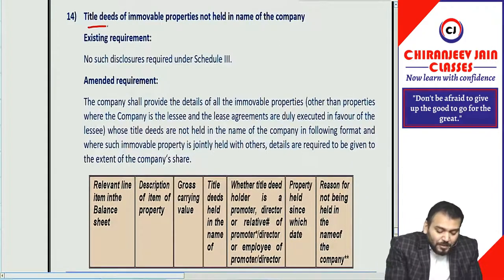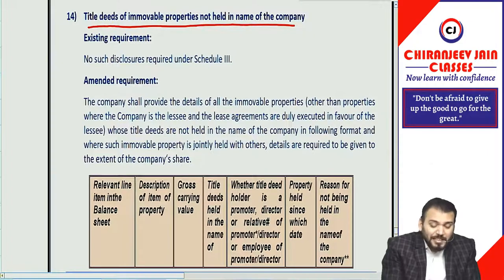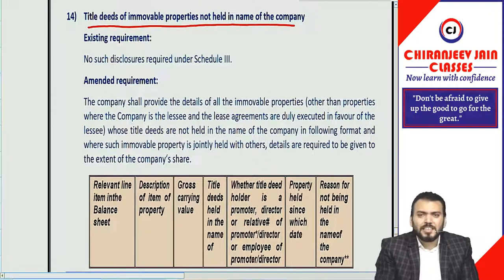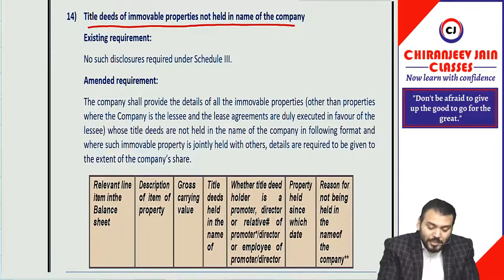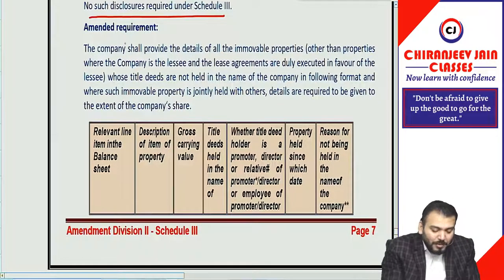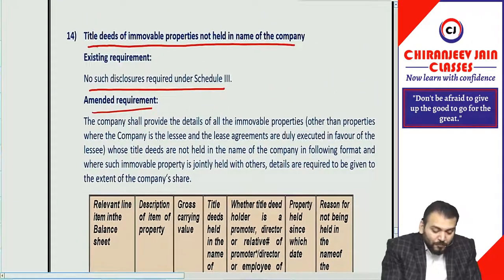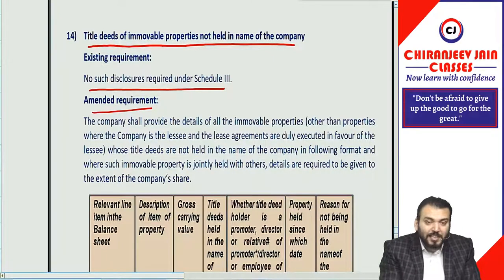Then title deed of immovable property not held in the name of the company. It might happen it is held in the name of some other party, director, etc. So that requires also disclosure. What previously there was no such requirement, now there is a requirement to disclose the information about title deed of immovable property not held in the name of the company.